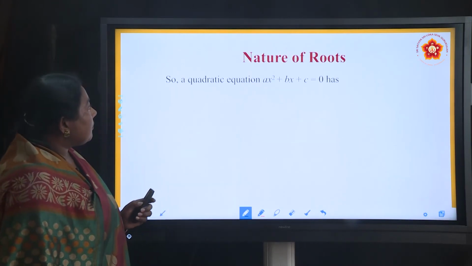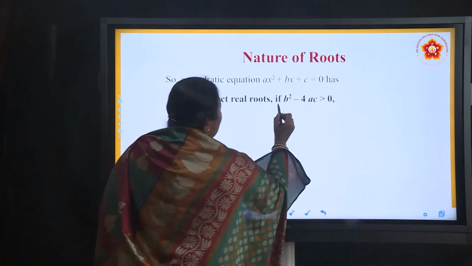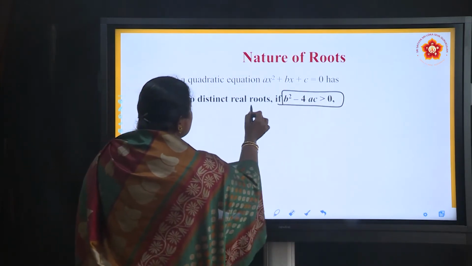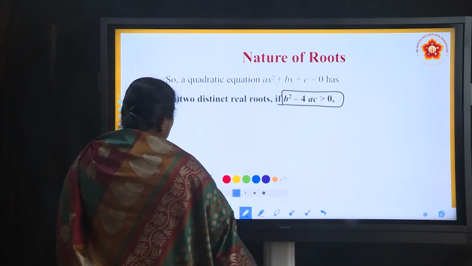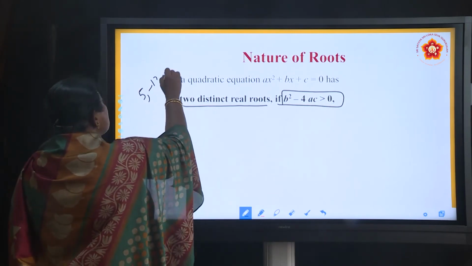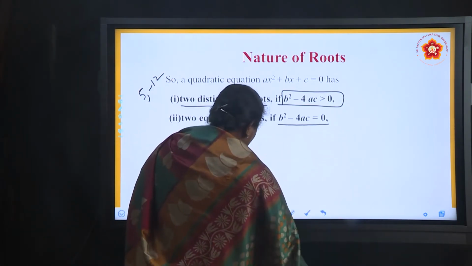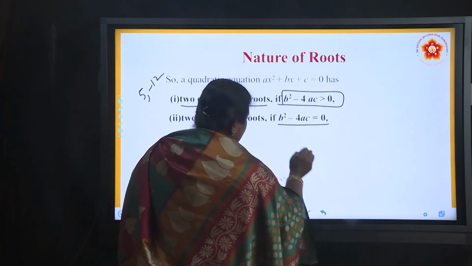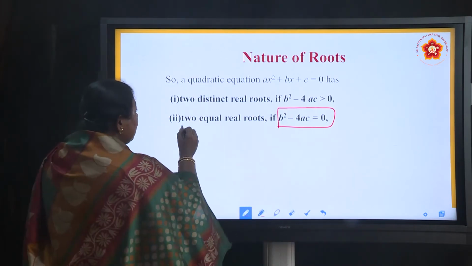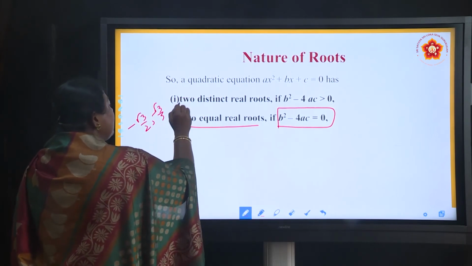Let us see. The quadratic equation has three options. One is if b square minus 4ac is greater than 0, what will be the answer? The roots will be distinct and real. That means 5 and minus 12, like that. The next one, if b square minus 4ac is equal to 0, then my roots will be equal. That means like minus root 3 by 2, comma, minus root 3 by 2.